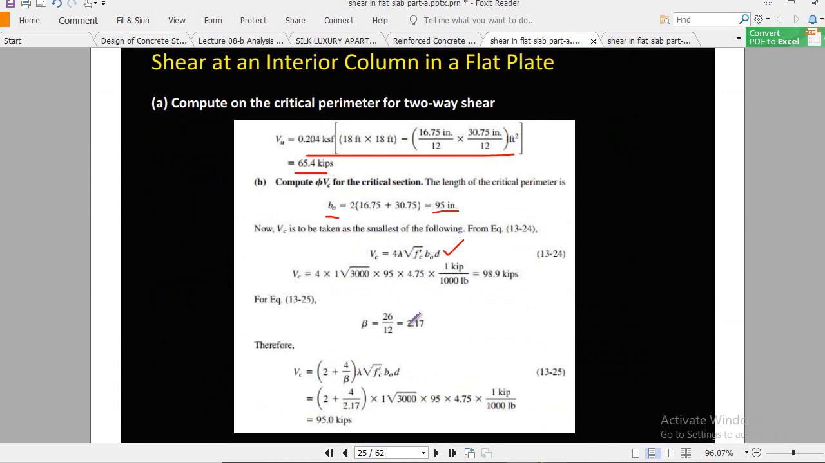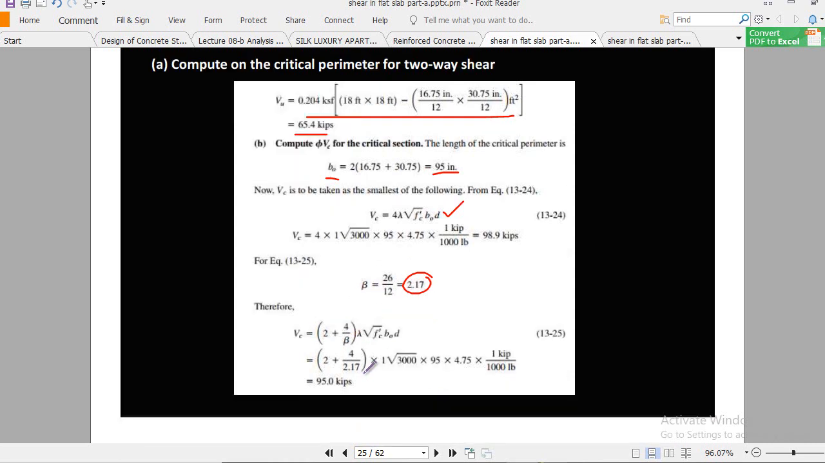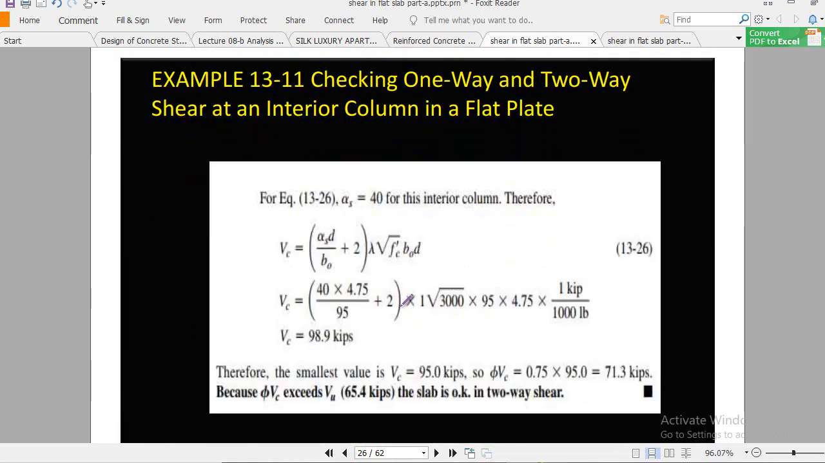Now you see we have to find out beta. It is more than 2 right now. So as it is more than 2, this will be our governing equation. If it is less than 2, we ignore this equation. Remember, we did this basically to reduce our calculation. And here you see 95. So this is the governing equation and we have to ignore this one. We have to check the other equation as well.